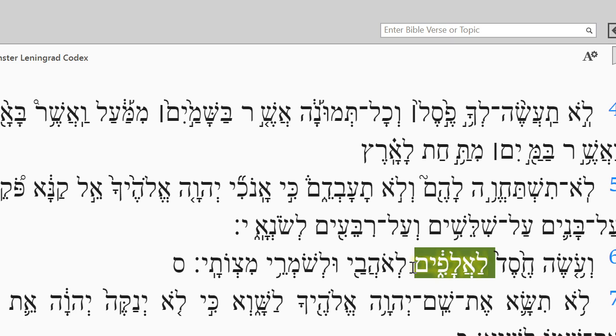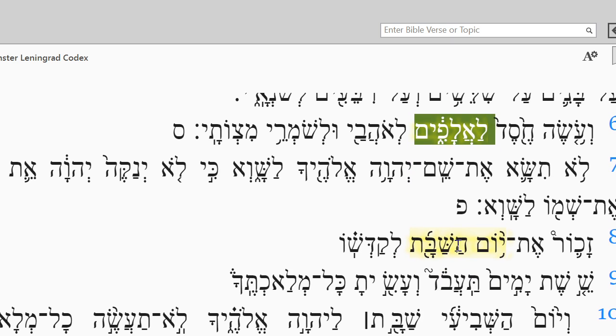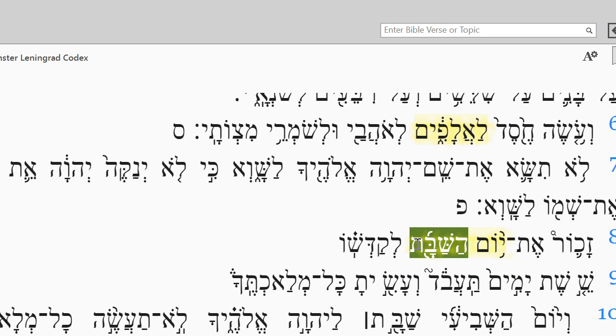And let's see here, one more example. Jumping down, this word is already highlighted. You see this prefix ha, which means the. And then you see the word Shabbat, which means Sabbath. Okay? So ha Shabbat, meaning the Sabbath. And right before it, you see this word yom, which means day. Okay? So yom ha Shabbat will be translated as the Sabbath day.